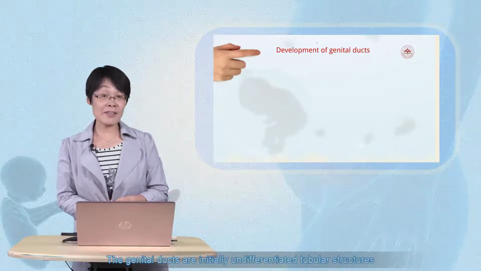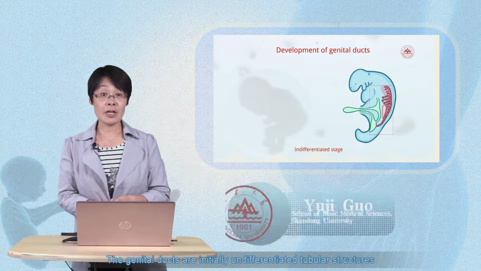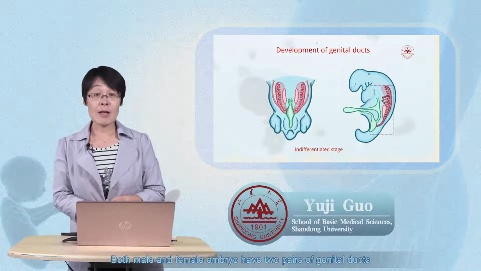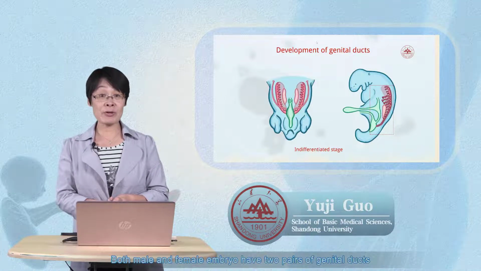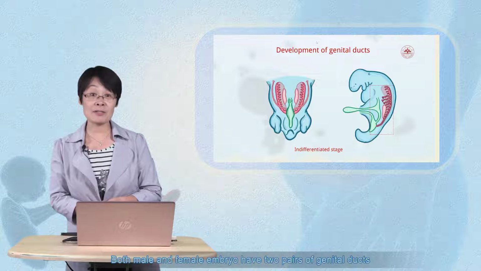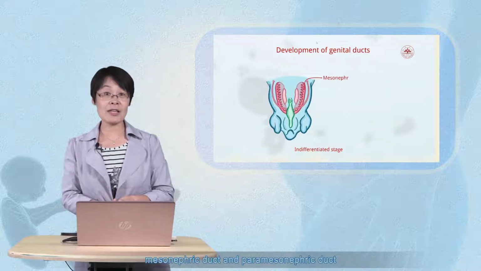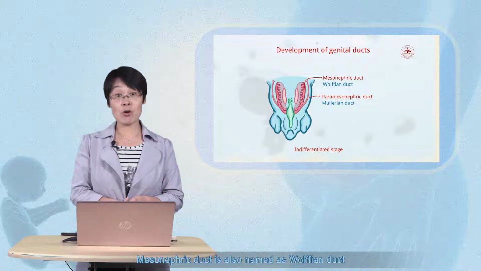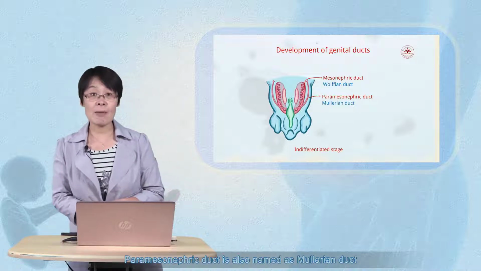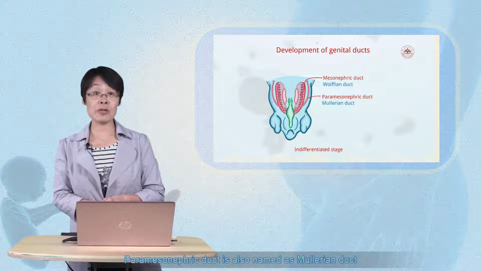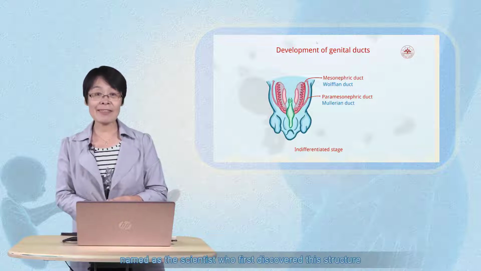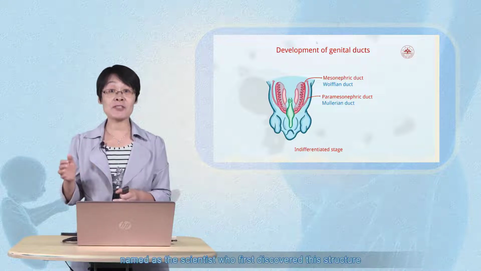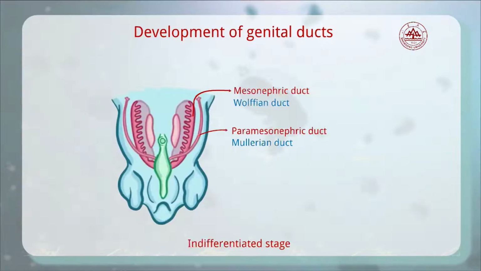The genital ducts are naturally undifferentiated tubular structures. Both the male and the female embryo have two pairs of genital ducts, the mesonephric duct and the paramesonephric duct. The mesonephric duct is also known as the Wolffian duct. The paramesonephric duct is also known as the Müllerian duct, named after the scientist who first discovered this structure.